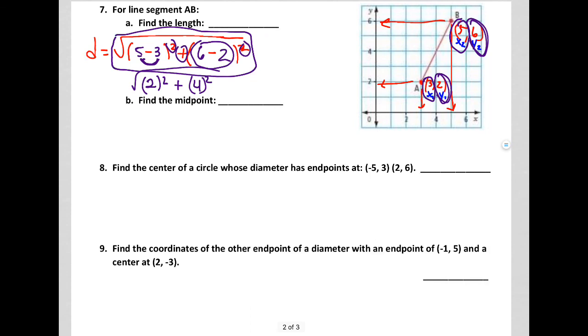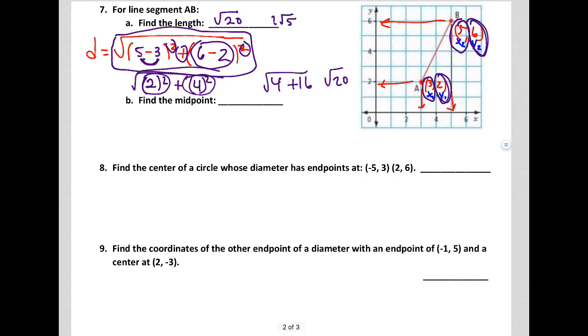If I want to do a little bit more mental math so I don't have so much to put in the calculator, I know 2 squared is 4, and I know 4 squared is 16. So really it's the square root of 4 plus 16, and 4 plus 16 is 20, so that's the square root of 20. It doesn't simplify exactly, but if you wanted to write it as a decimal... actually, yeah, it does simplify. It'll simplify to 2 radical 5.